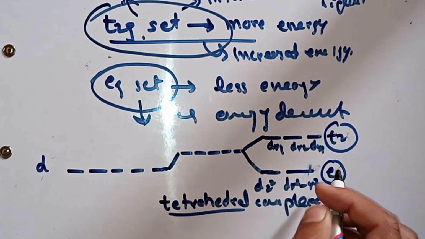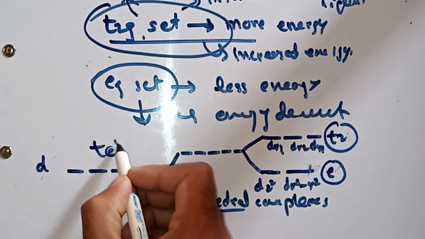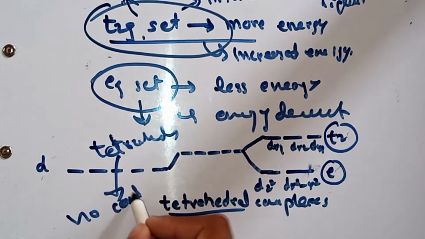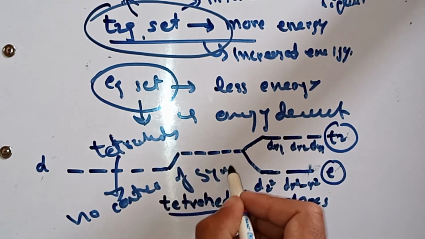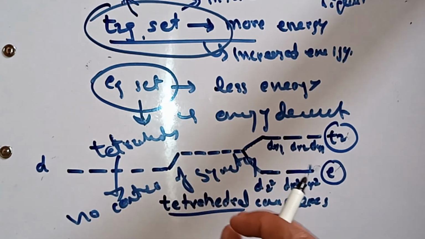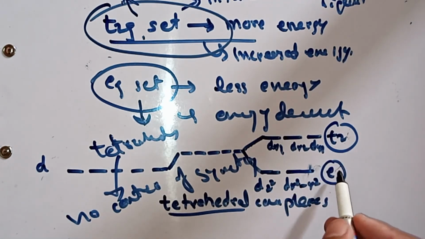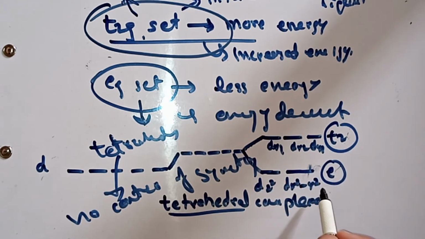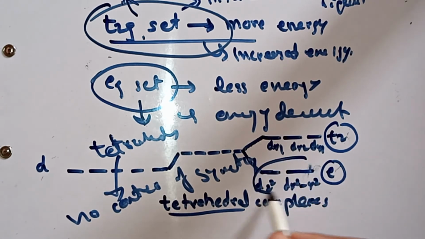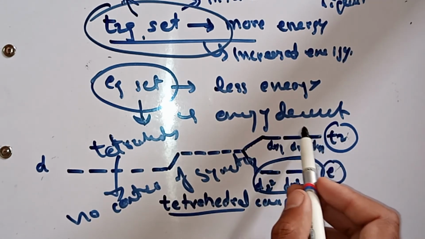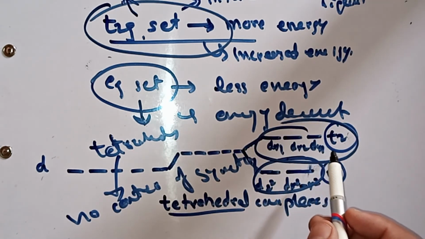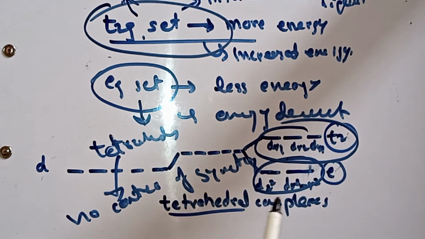a tetrahedron has no center of symmetry. Is that right? It has no center of symmetry. The symbol g is used for a ligand field which has a center of symmetry. That's why it will be called T2, while the e set will be called e. The dz square and dx square minus y square orbitals will be called the e set, while the orbitals dxy, dxz, dyz are called the T2 set. Is it clear? That's the point.